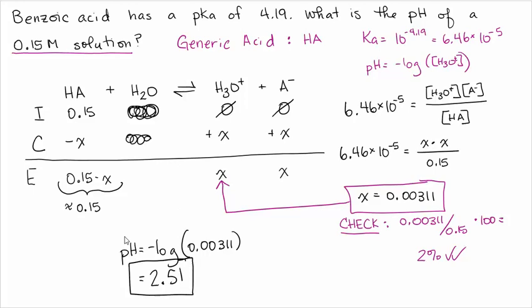Again, it's a weak acid, but it still has a low pH. Okay, so weak acid does not mean neutral. It does not mean basic. Weak acid means acid, just not as super acidic as hydrochloric or something like that. So 0.15 molar still has a pH of 2.5, which is pretty acidic.